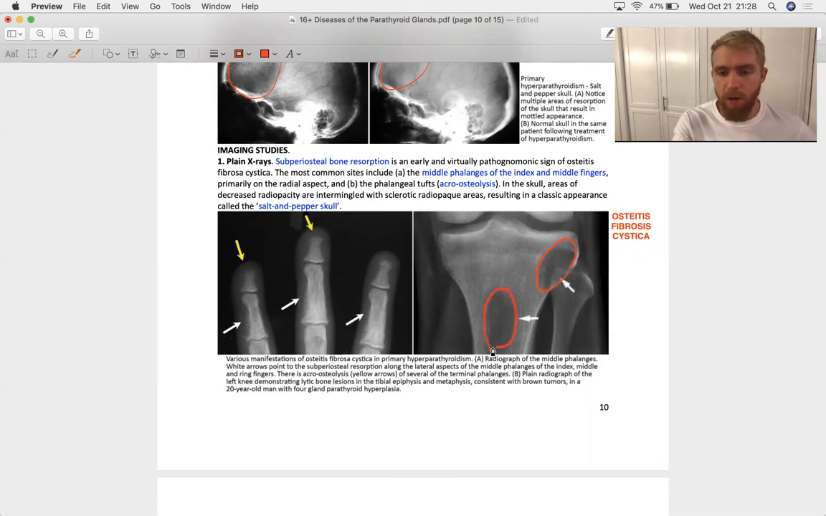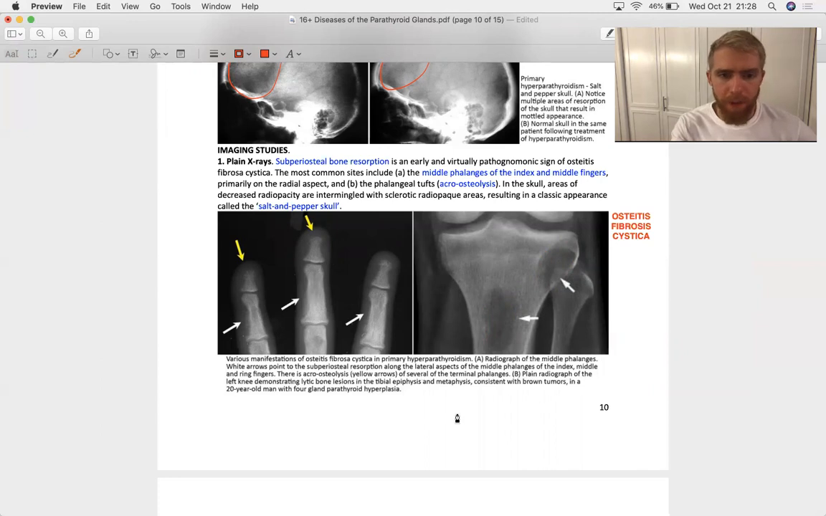This is the tibia here. Is this the right or the left tibia? Left tibia, yes, good job. Fibula's on the outside. So again, if you were to look at it histologically, you'd see brown tumors because of hemosiderin.